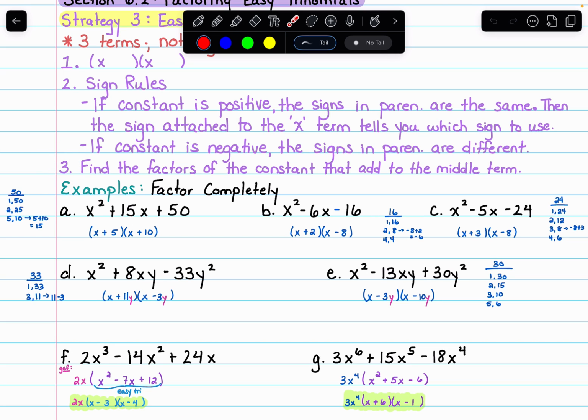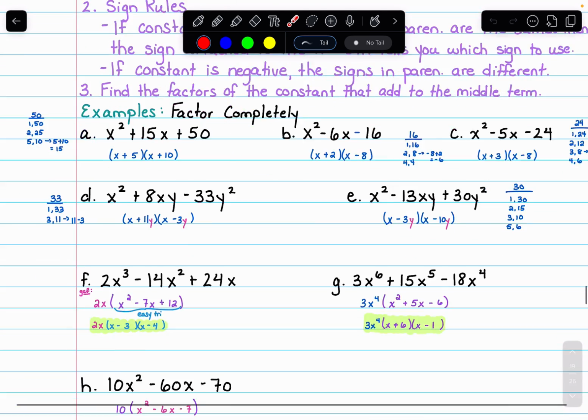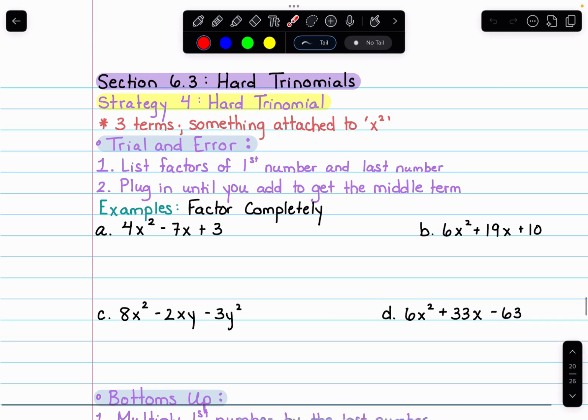And when we labeled something as an easy trinomial, we could go ahead and write this first step, right? Because when we were multiplying, we were folding, we could get x squared, right? So that was good. Easy enough. Now, for hard trinomials, we have three terms, and there is something attached to x squared, and it can't be taken out. It doesn't have a greatest common factor, okay?